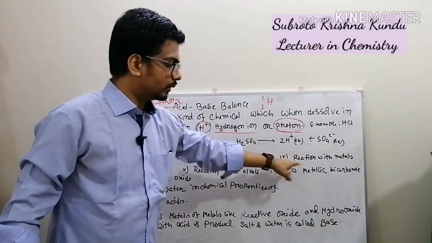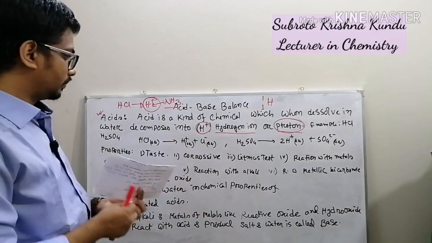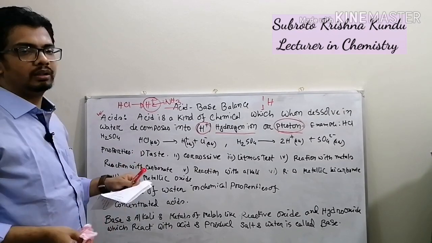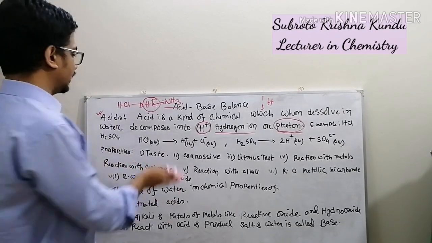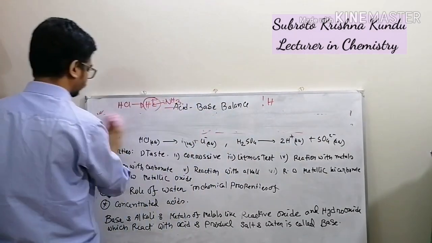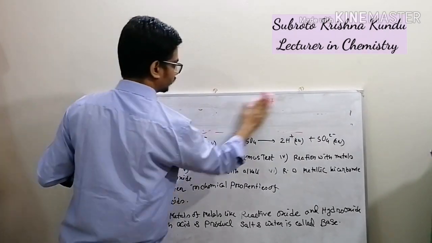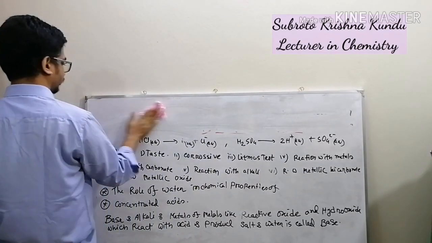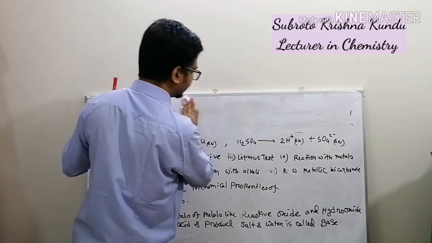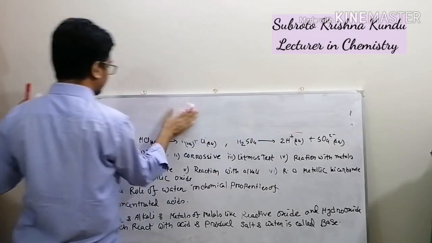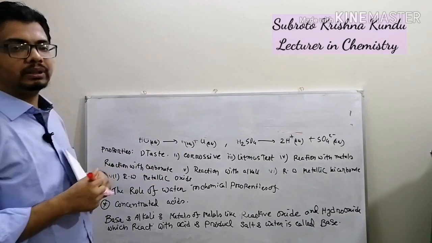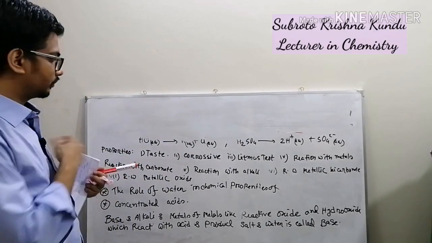Okay, reaction with metal. I have to write some reactions here so that you can understand. Reaction with metal. We have to know that when acid reacts with metal, it will produce hydrogen gas. It will produce hydrogen gas.